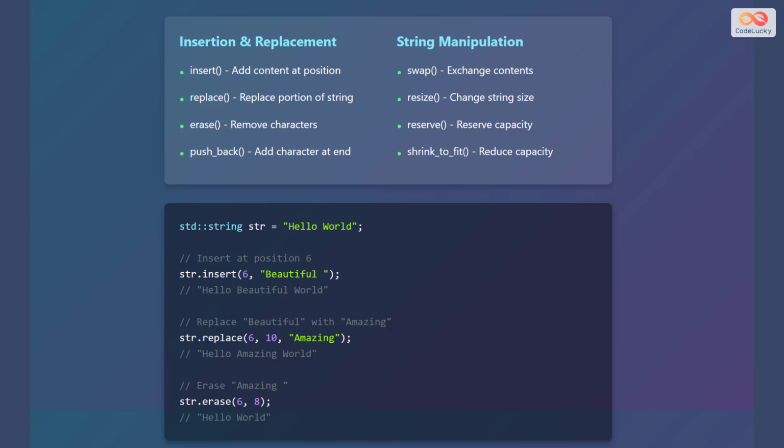Here is a code example. First, we initialize a string variable named str with the value "hello world". We insert "beautiful " at position 6 using the insert method, resulting in "hello beautiful world". Next, we replace "beautiful" with "amazing" using the replace method, resulting in "hello amazing world". Finally, we erase "amazing" using the erase method, resulting in "hello world".